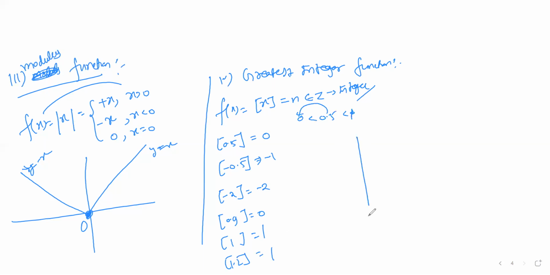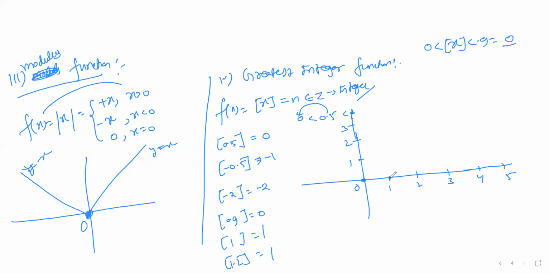So we can draw the diagram for this one. Here, this is 0, this is 1, 2, 3, 4, 5, and here also 1, 2, 3. So see, if you go from 0 to 0.9, then the value will be 0 itself. If you substitute the x value from 0 to 0.9, the greatest integer function for this will be 0.